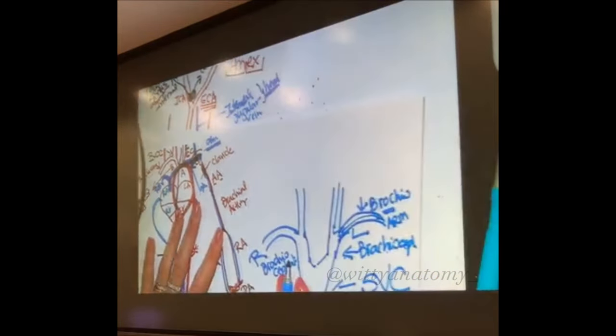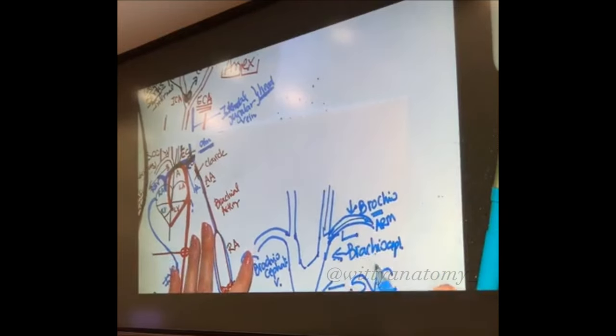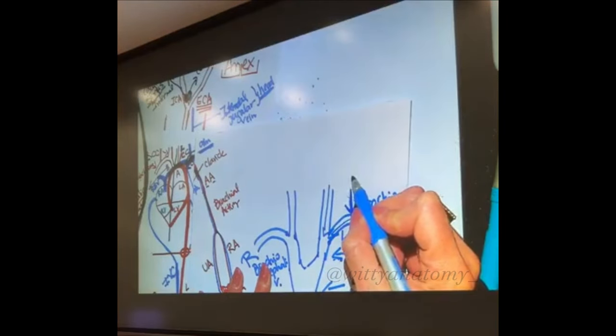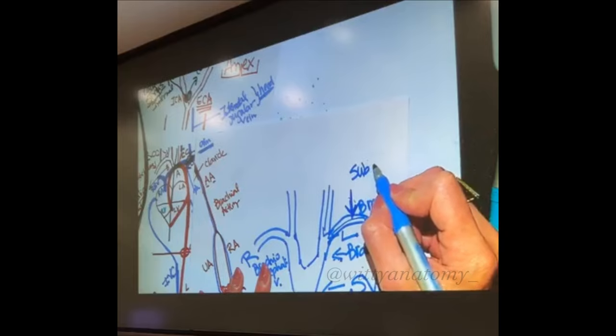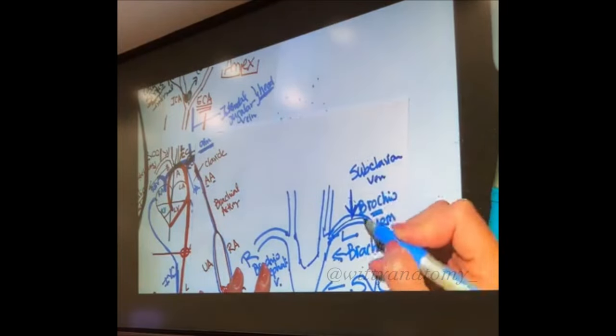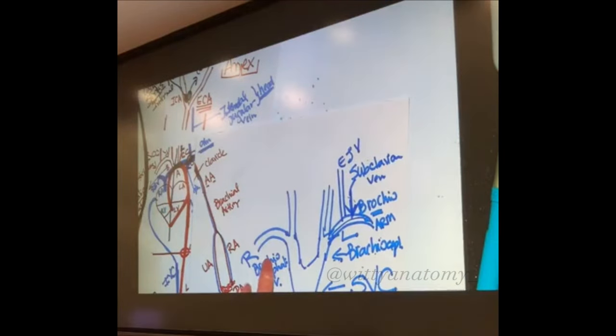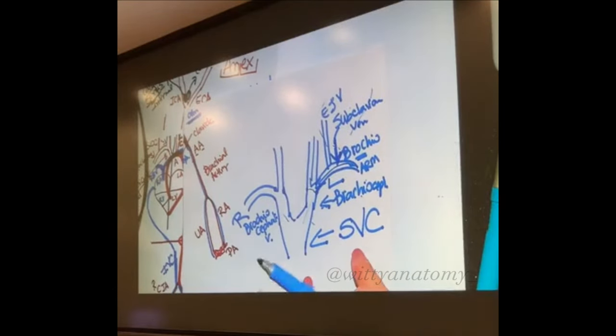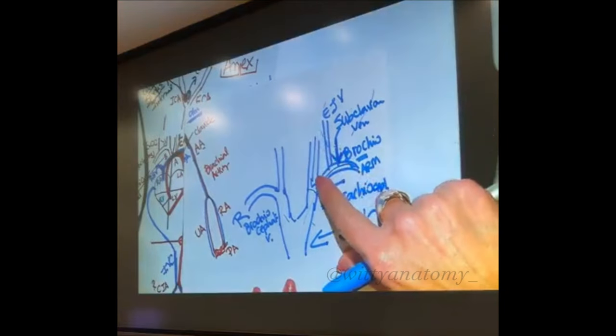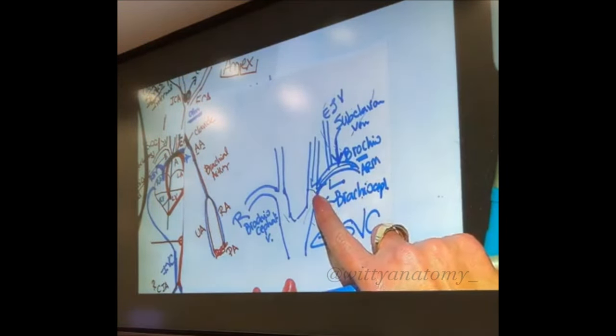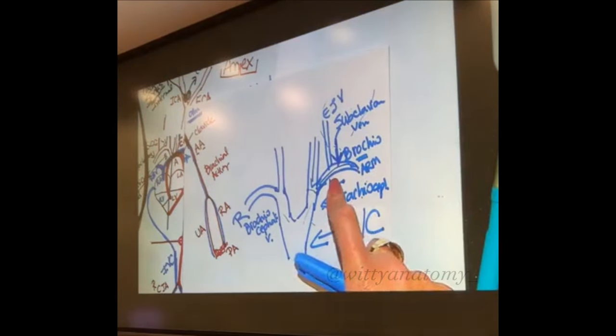Now, the external jugular vein is more external, and the external jugular vein will dump the blood into the subclavian vein. Subclavian vein receives the blood from the external jugular vein. So in reality, all the blood from our head is going into the left or right brachiocephalic veins, and then it all goes into the superior vena cava. So the internal jugular vein gets together with the subclavian and forms the brachiocephalic. The external just dumps the blood into the subclavian. It adds to the blood of the subclavian. Are we good?